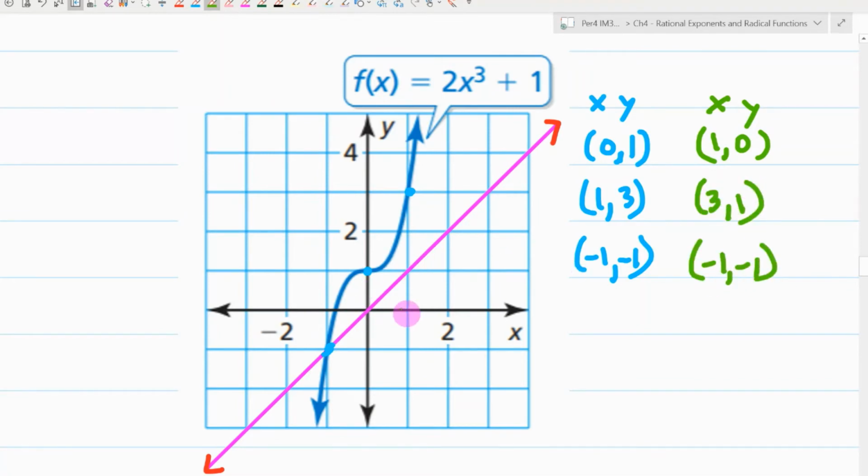So let me plot those points. 1, 0. So this point went boom, and it flipped over. This point is 1, 3. It becomes 3, 1. So this point went from here to here. And then -1, -1 is the exact same point. So if you can kind of see, this goes like this. This one's going to go like that.